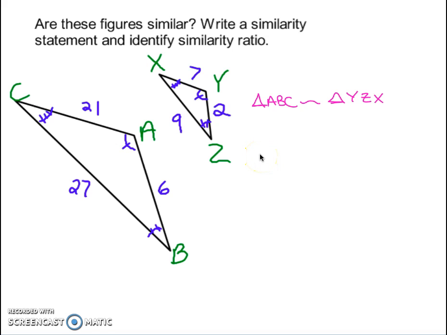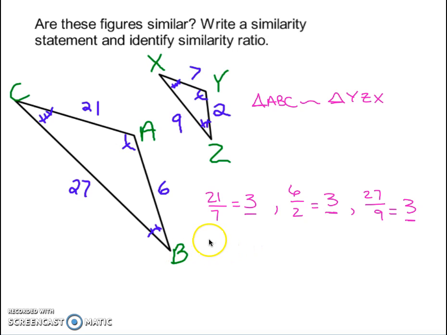So we're going to set up our sides. The first one I'm going to take is right here, so I would say 21, and I want my other side that would go with that. So 21 divided by 7, and we know we can reduce that down to 3. For the next side, we could take AB, and we're just going to put 6 and divide that by 2. So again, that reduces down to 3. And then for our last side, just to make sure that they all match up, we can take this side, 27 divided by 9, and again, that's going to give us 3.